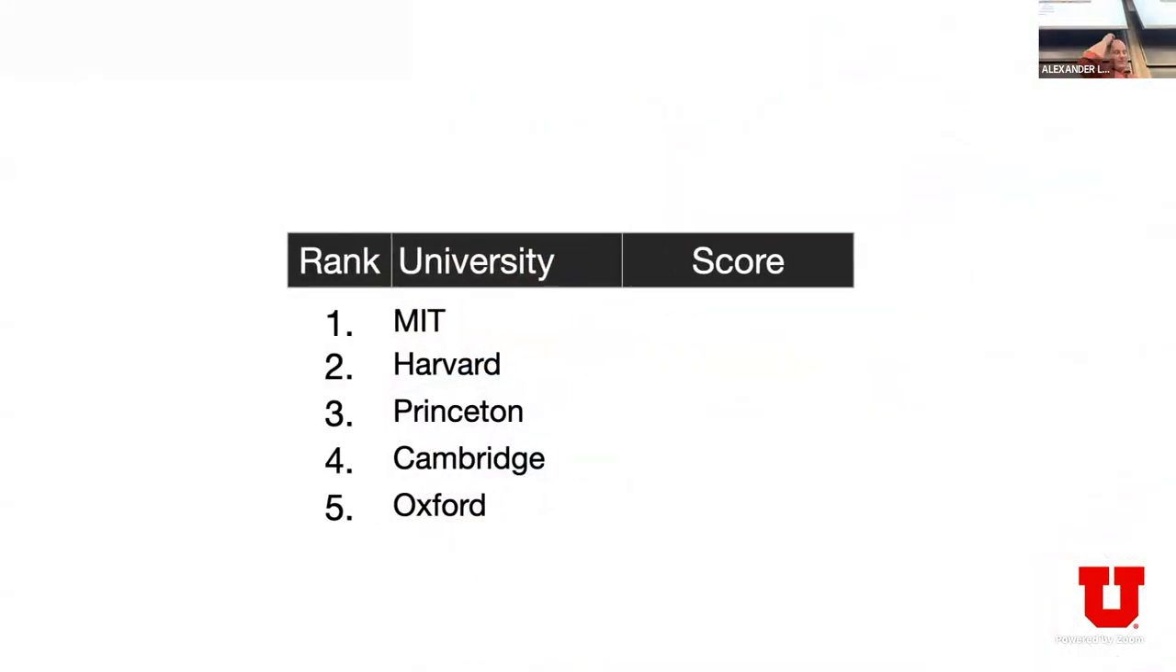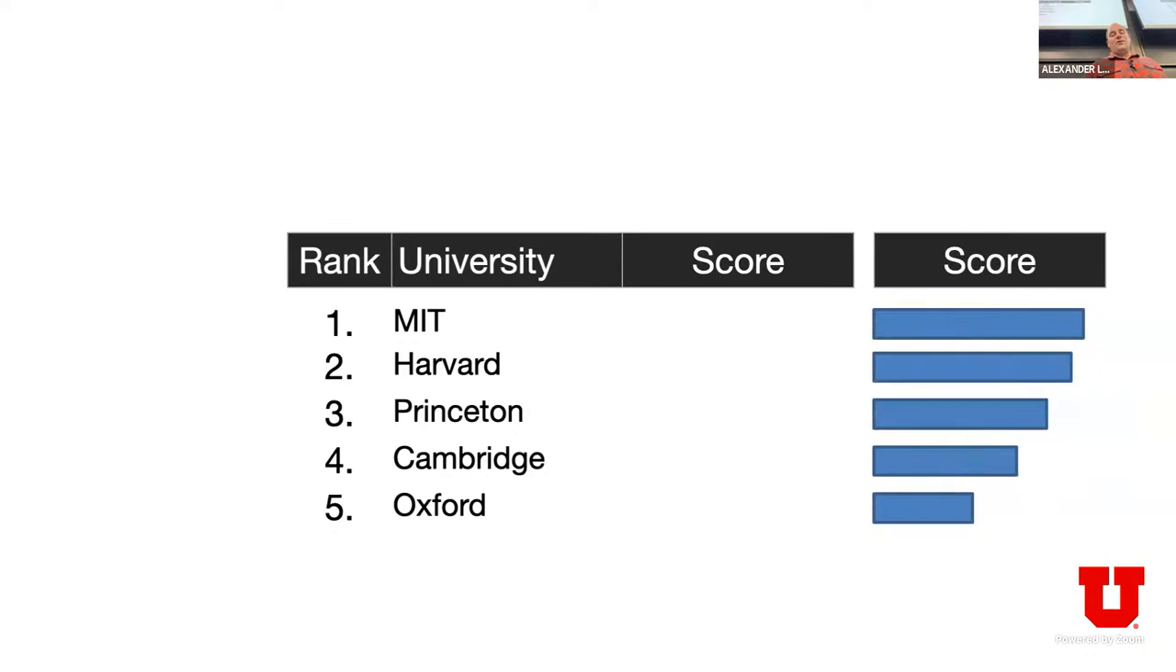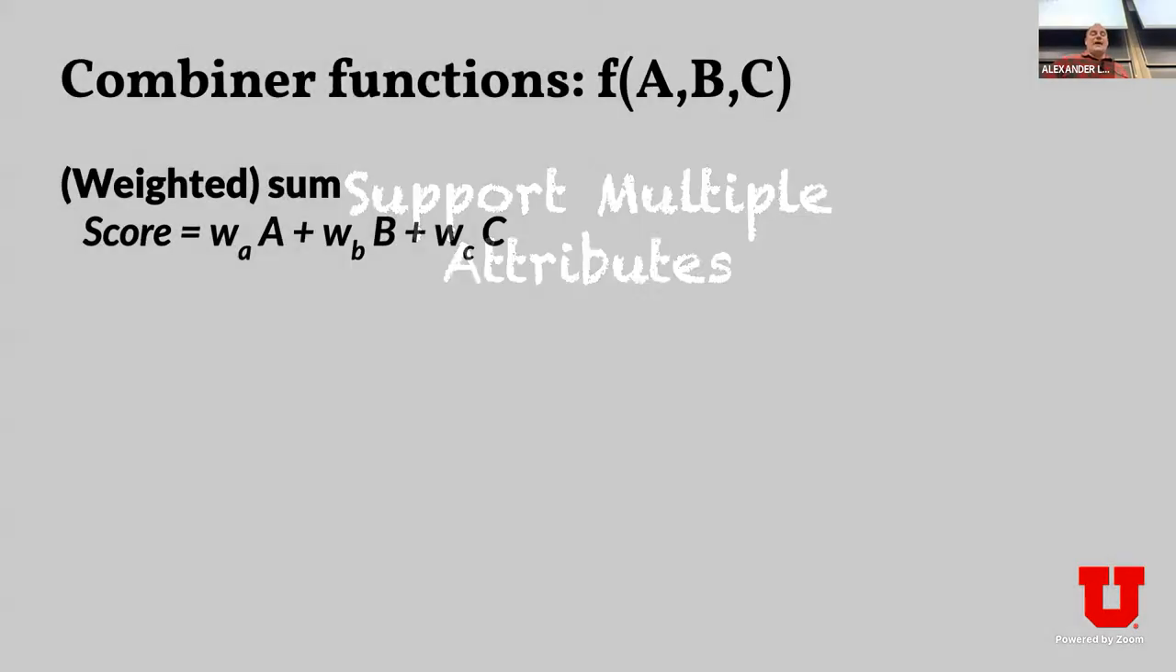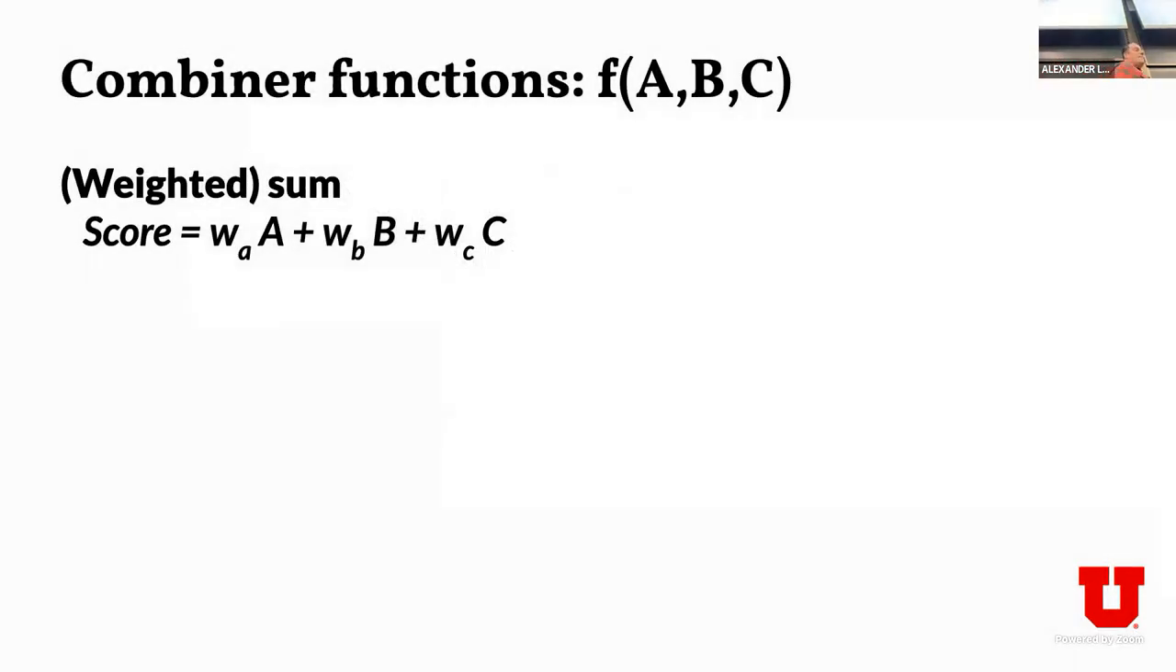What we came up with is this tabular representation. First we show in the table the rank, and then the university name. Then we show a score, and that score we show as a bar chart. So now we have both the rank and the score information, the quantitative information. Now we can actually tell how much the difference is between two ranked elements. From just the ranking, you couldn't tell that. But what we really want to do here is support multiple attributes. And so we came up with a couple of different functions.